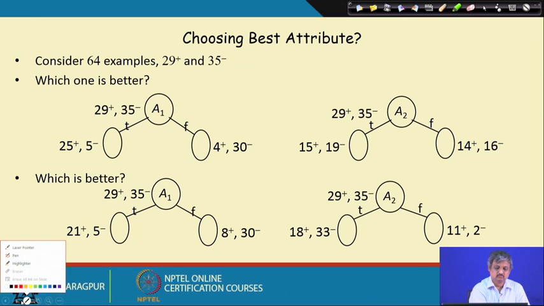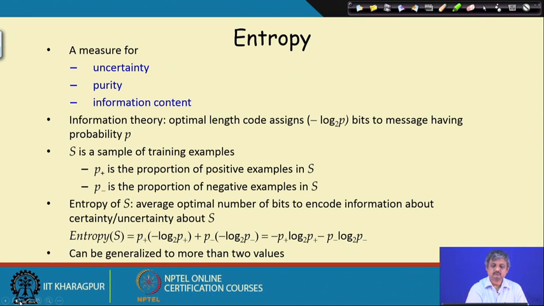If you carefully examine some properties of this entropy, you will notice one thing: when p plus equals p minus, there are equal numbers of points from both classes, entropy is the highest. When there are points from only one class, pure, only p plus equal to 1, p minus equal to 0, or the other way around, p minus equal to 1, p plus equal to 0, then entropy is 0 actually.